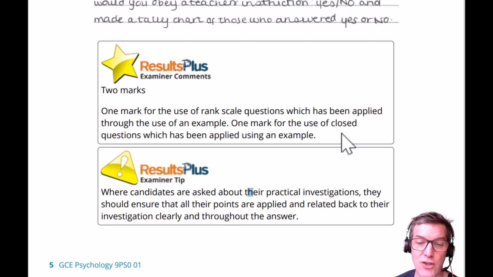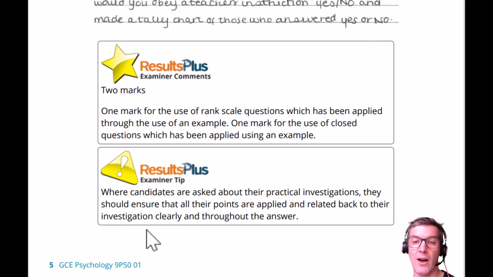clear application, 1 mark for the use of closed questions, which has been used as an example, 1 mark for the rank scale questions. And this final point to really hang on to here, when you're asked about your investigation, you really need to make sure that all of your points are applied and related back to your investigation.